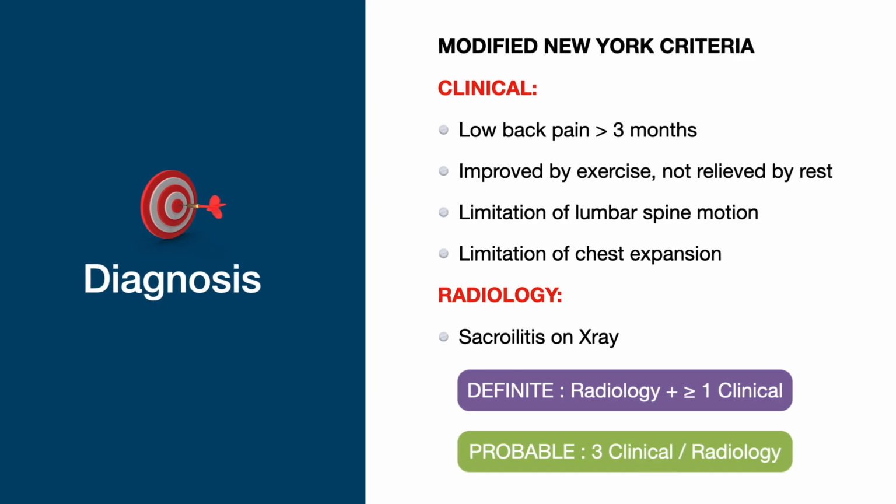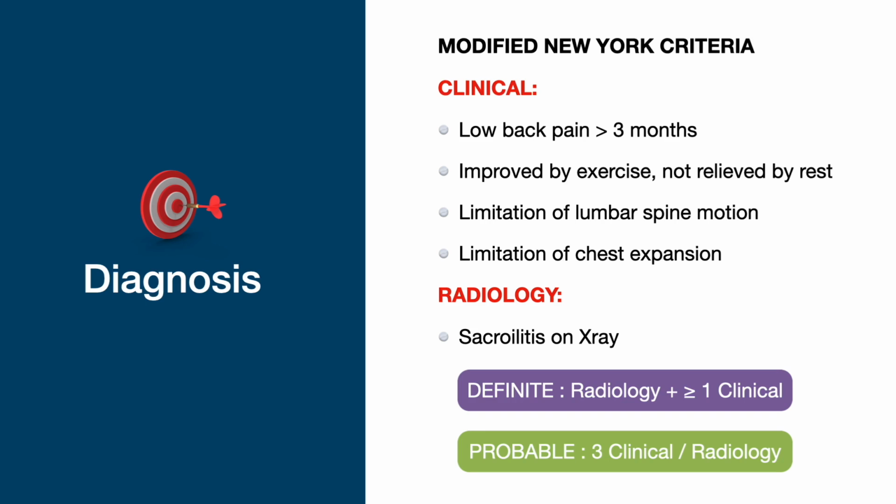The current British Society for Rheumatology recommendations state that the modified New York criteria can be used to diagnose ankylosing spondylitis. Among the clinical criteria include low back pain, which is present for more than 3 months and improved by exercise but not relieved by rest. There's limitation of lumbar spine motion in both the sagittal and the frontal planes, as well as limitation of chest expansion relative to normal values for age and sex.